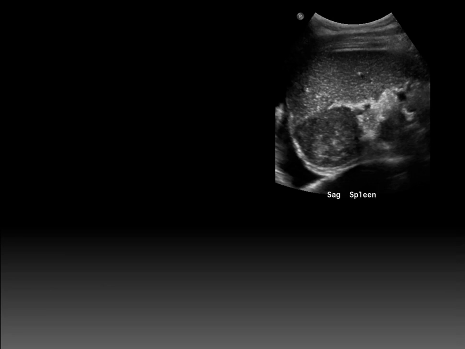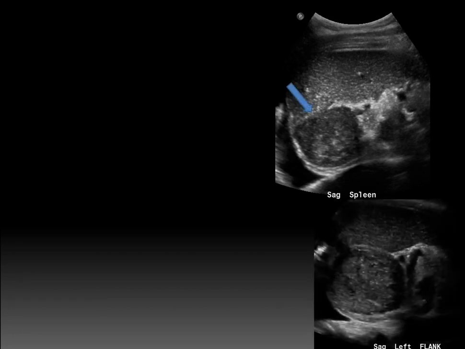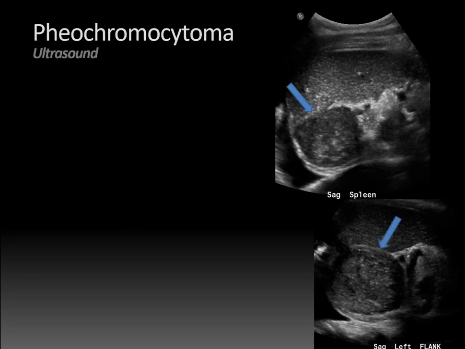Let's look at an ultrasound case. This is an image of the left upper quadrant. You can see the spleen anteriorly there, and then there's this solid heterogeneously hypoechoic mass in the region of the left flank, posterior to the spleen. And this was a pheochromocytoma on ultrasound.